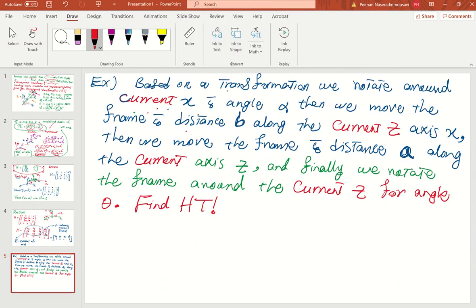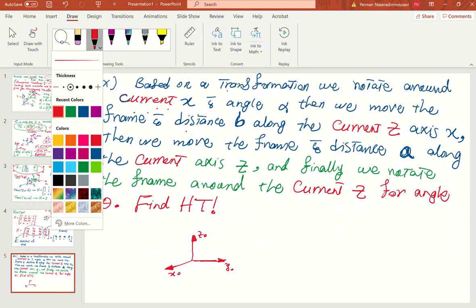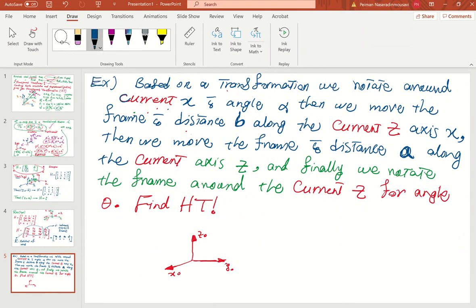So now let us visualize what we got. This is X, Y, Z. That's right. X naught, Y naught, and the Z naught. We rotate around current X to angle alpha. So we are doing this. So your X1 gonna be this, guys. So here we go. For the angle of alpha, you have the first rotation. So it's gonna be Y1, Z1, and here is the alpha.